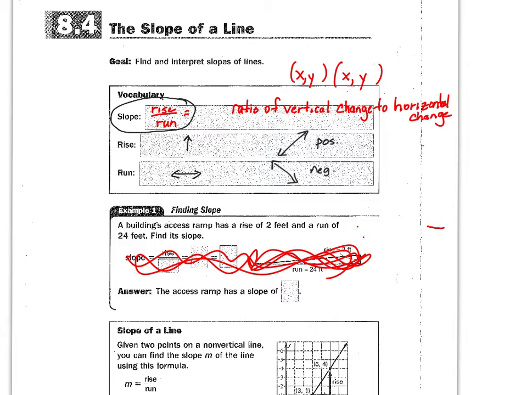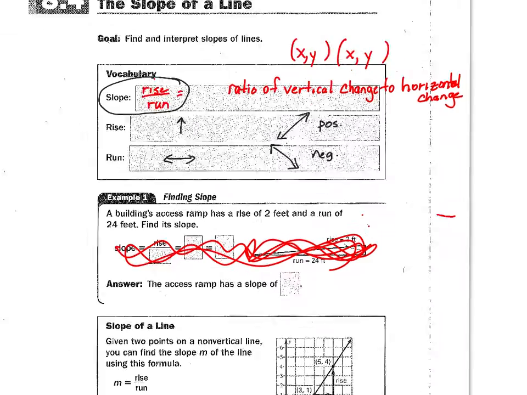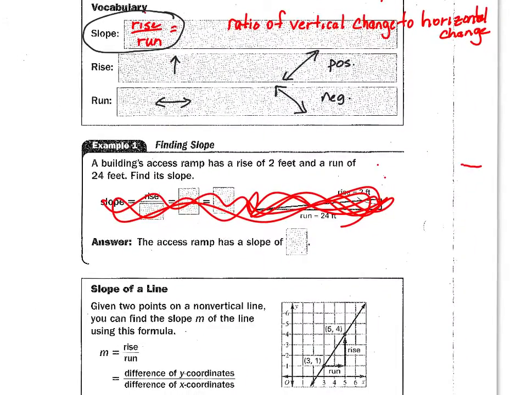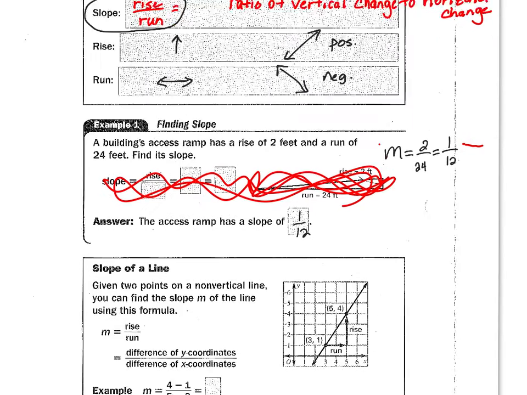Okay? So example 1 says, a building's access ramp has a rise of 2 feet and a run of 24 feet. Find the slope. Well, slope, which we call little m, how many are you rising? 2 over how many are you running? 24. Just reduce it, make it either a reduced improper fraction or a reduced fraction. So the slope is 1 over 12.